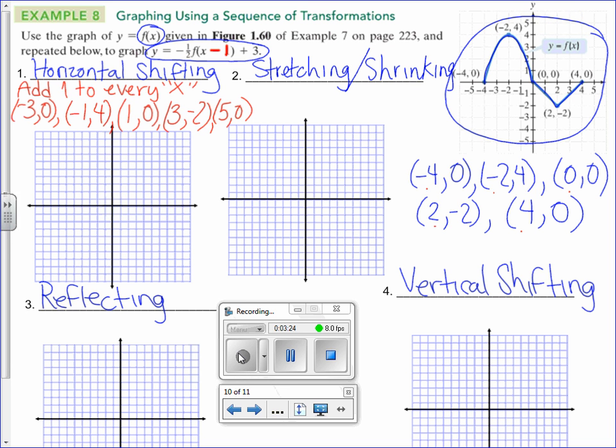So I'm going to plot those points, (-3, 0), (-1, 4), (1, 0). I'm sorry, I graphed this point. It's not graphed correctly, so it is (-1, 4). It should be here. Then we have the point (3, -2), and the point (5, 0).